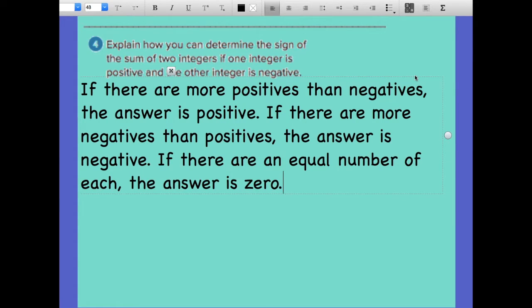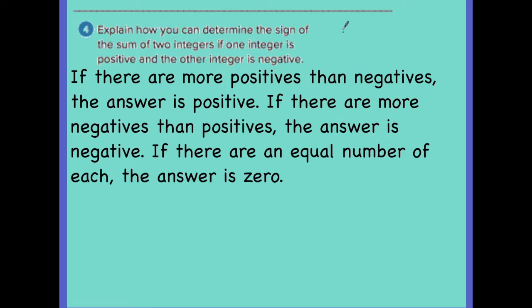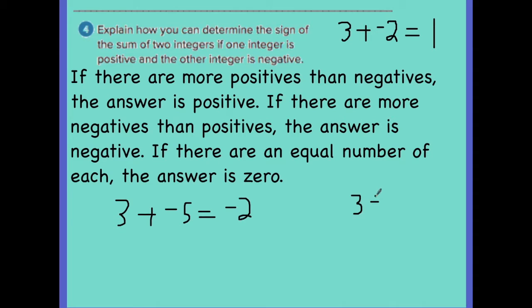We think back to everything we did. Here's an example of each. So positive and negative, where there's more positives. 3 plus negative 2, the answer is positive. Here's one with more negatives. 3 plus negative 5. The answer to that is negative 2 then. And then the same. 3 plus negative 3. The answer to that is 0. So those are the 3 scenarios we're looking at here.